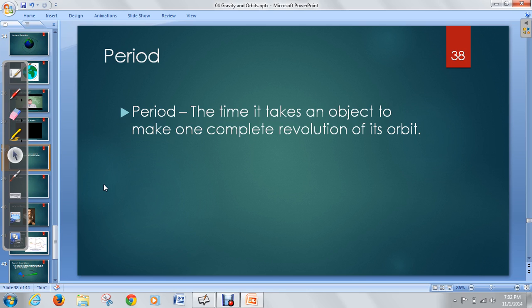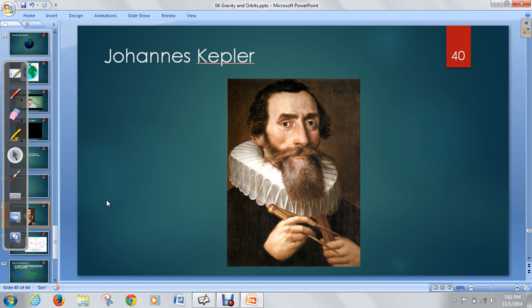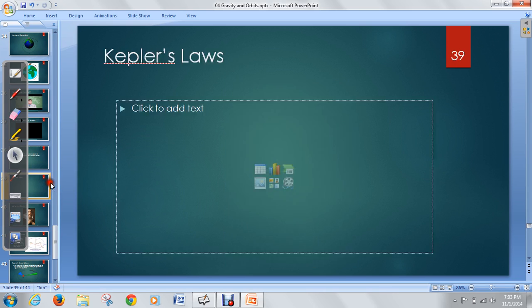Well, there was a man by the name of Johannes Kepler who really wanted to know this answer. He did a ton of other stuff. He helped modify the heliocentric model. If you take an earth science class or an astronomy class, you'll learn a lot about him. But one of the main things is you want to know about the period of these orbits, and we attribute to him what we call Kepler's laws.